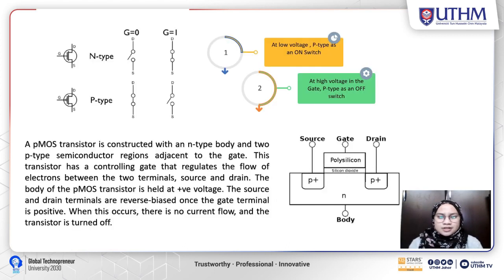At low voltage, P-type is an on switch. At high voltage at the gate, P-type is an off switch. The body of the PMOS transistor is held at positive voltage. The source and drain terminals are reverse biased once the gate terminal is positive. When this occurs, there is no current flow and the transistor is turned off.